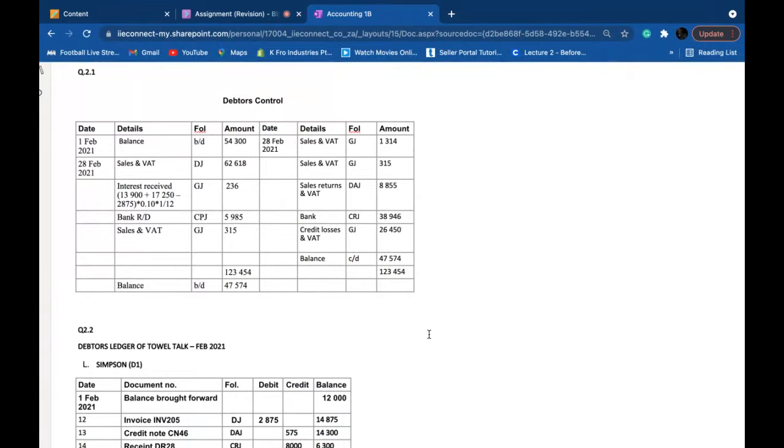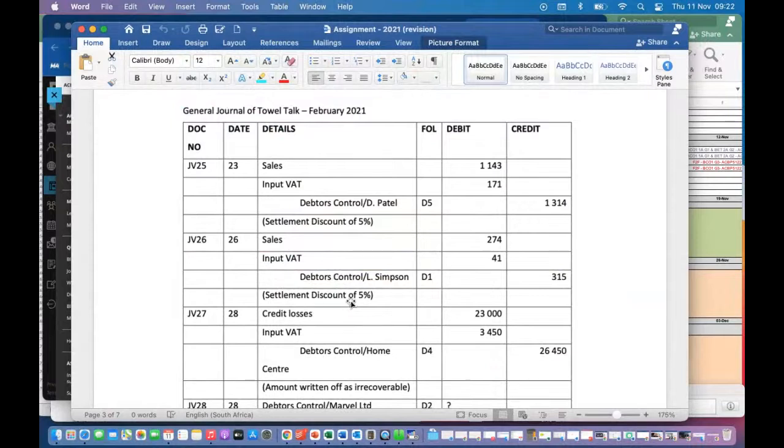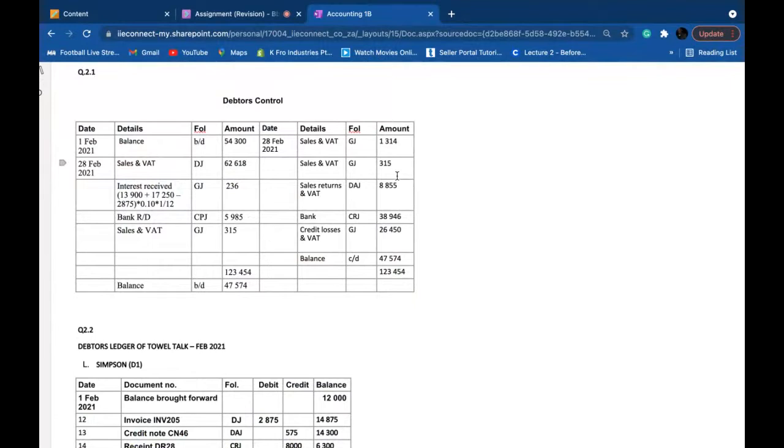We credited the debtors control, and so we're going to do the exact same thing. So it was a copy and paste job. Only thing you needed to do here is put in the folio, which is GJ, General Journal, and then sales and VAT, which were the contra accounts when we looked at that transaction. So that's what we did. And then we go to the next one on the 26th, again another settlement discount. So we're doing the exact same thing, 315. And look what we did. We did the exact same thing again. Sales and VAT, 315.